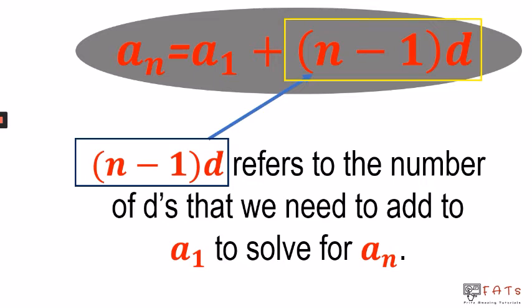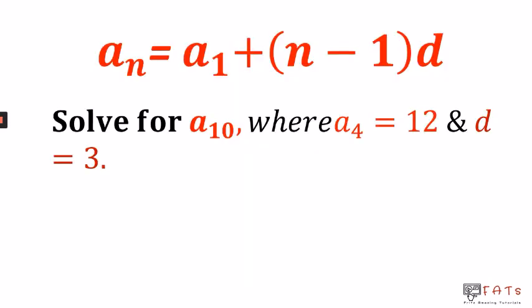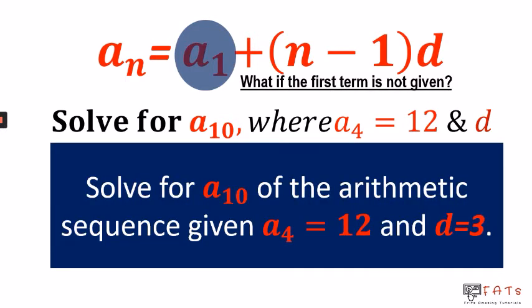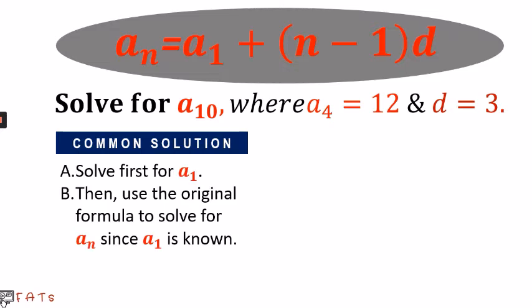But a confusion on the use of the formula arises when a sub 1 is not given. For example, solve for a sub 10 if a sub 4 is 12 and d is 3. To strictly follow the formula, the students need to find the first term, then continue in finding a sub 10. Hence, there will be two separate computations for this kind of situation.